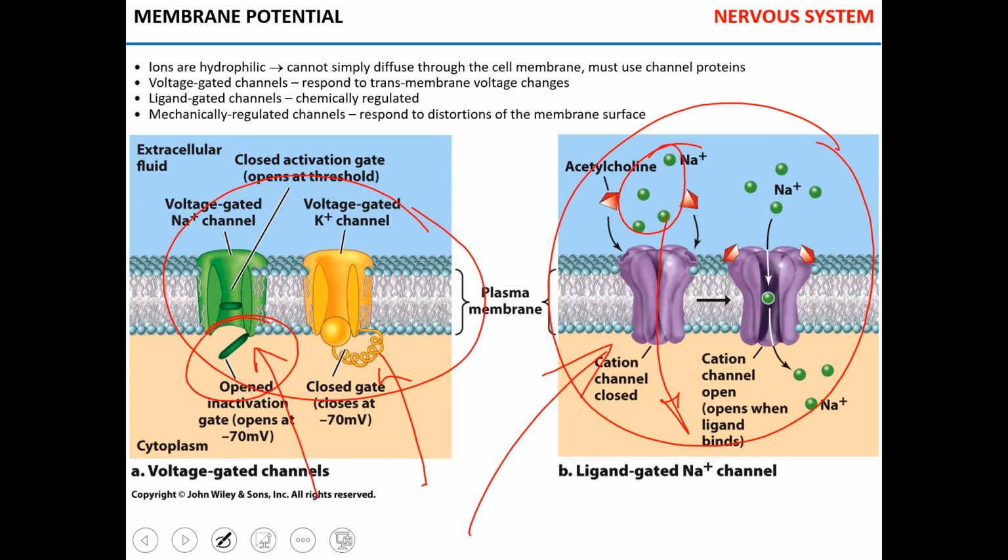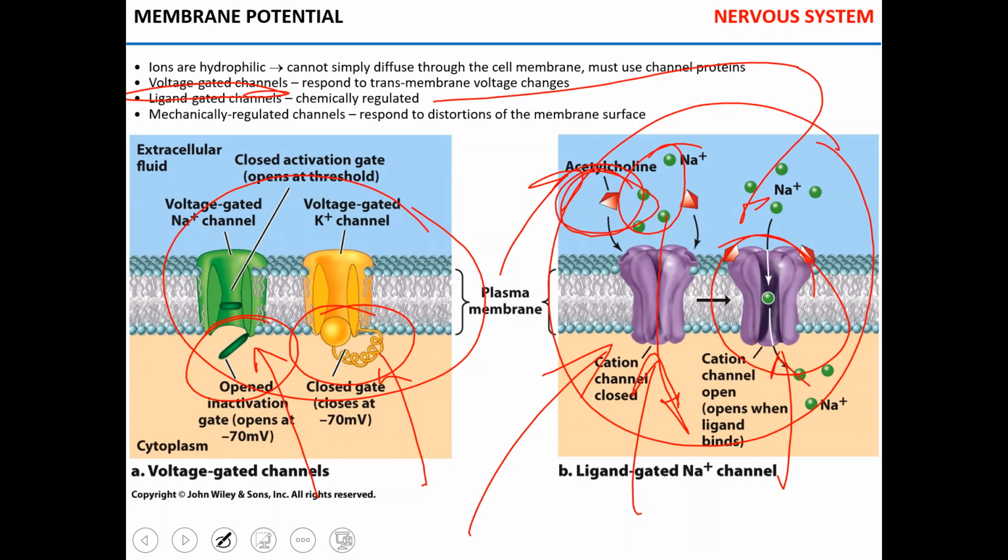You see the gate here and the gate here and gating here. The idea of gating is that the channel can be opened or closed by some kind of a stimulus. If the stimulus is a chemical, here you can see the acetylcholine chemical, we call such channels ligand gated. So essentially this is a typical ligand gated channel.